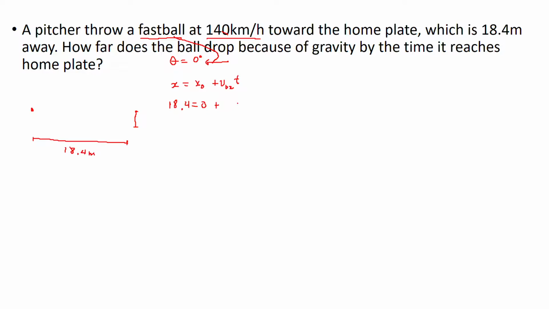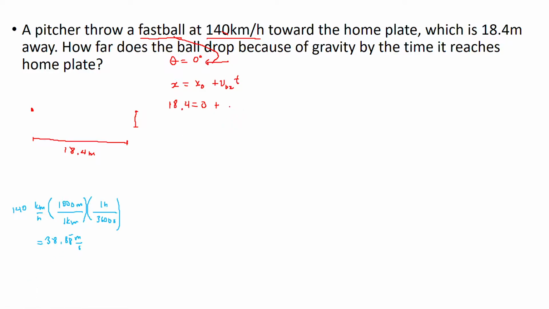Here we get 18.4 equals 0 plus, we need to transform 140 kilometers per hour into meters per second. So I'm going to do that next to it. 140 kilometers per hour to meters per second. 1,000 meters is 1 kilometer, and 1 hour is 3,600 seconds. That is 38.88 meters per second.